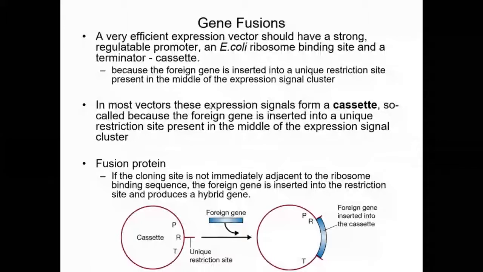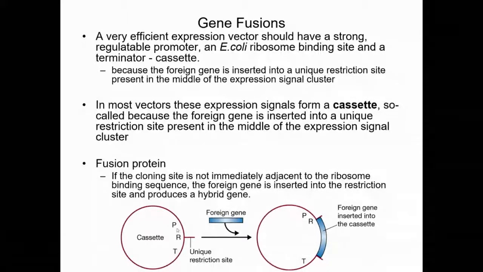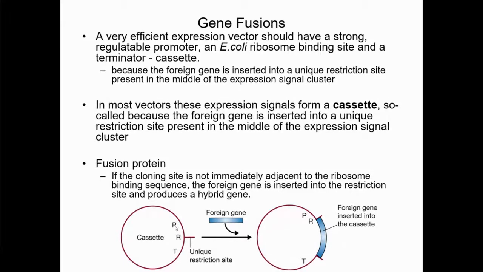And then the fusion protein. So basically, after the promoter you can produce the transcript, and then you have to translate the transcript into the protein. To translate into the protein you need the ribosome binding site and a terminator. The ribosome binding site is the place where the ribosome binds and starts translation.